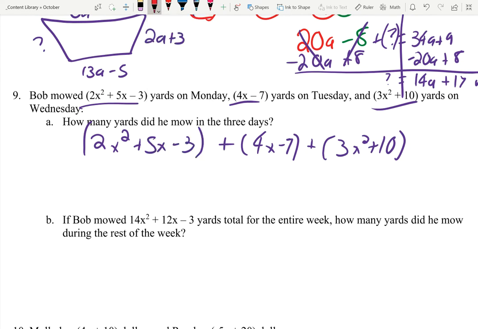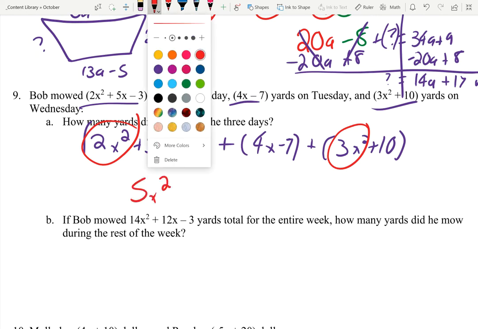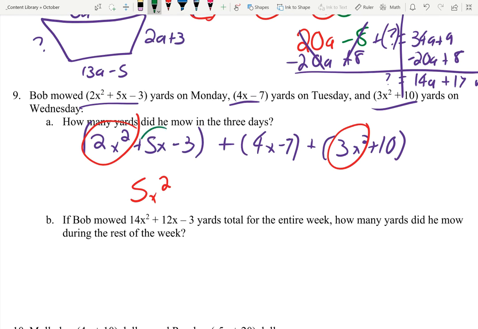So remember, identify pairs that go together. So the x squareds, for example, they'll go together. So we have 2x squared and 3x squared. And we're adding all of that. So 2x squared plus 3x squared makes 5x squared. We'll look at the x terms next. We have 5x, we have 4x, and that's it. 5x plus 4x combines to make 9x.